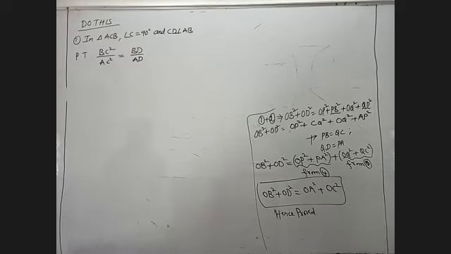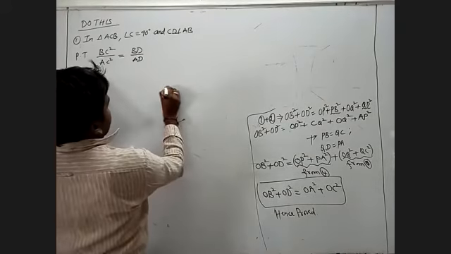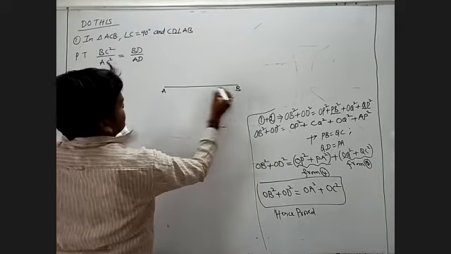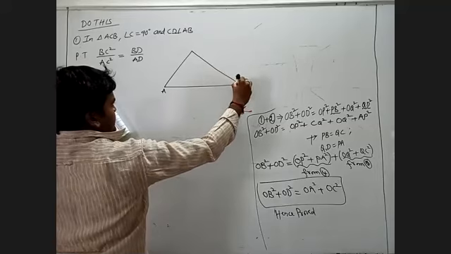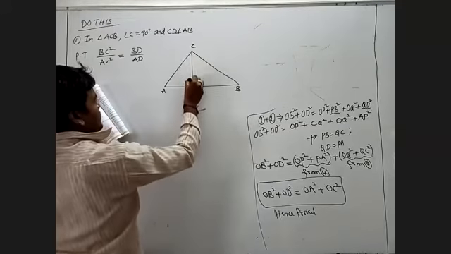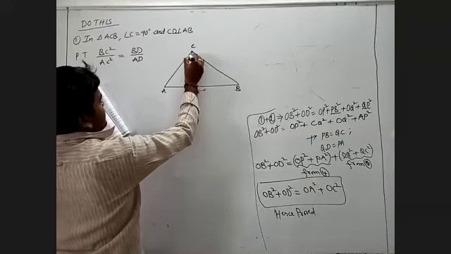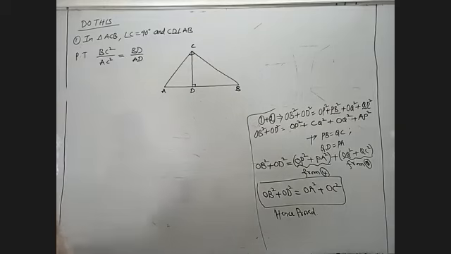The figure is also given. What is the given figure? The base AB is given. This is A, this is B, and this is C. Angle D, angle C also we take 90 degrees.